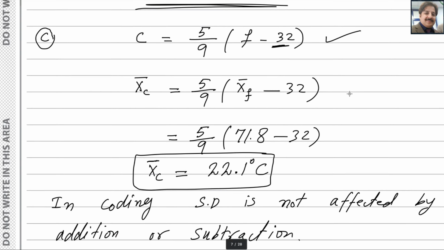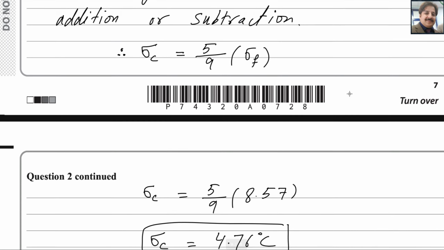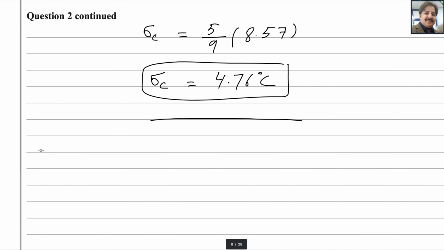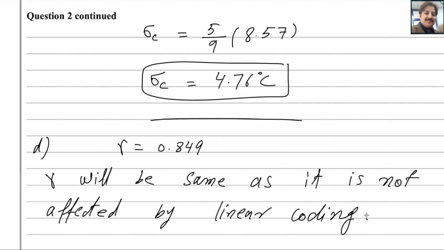Here you can give the reason. We already found r, it is 0.849. We can say that for the last part, r will be equal to 0.849. This will be between U and V. Now you can give the reason: r will be the same as it is not affected by linear coding. You can give this reason to justify your answer.